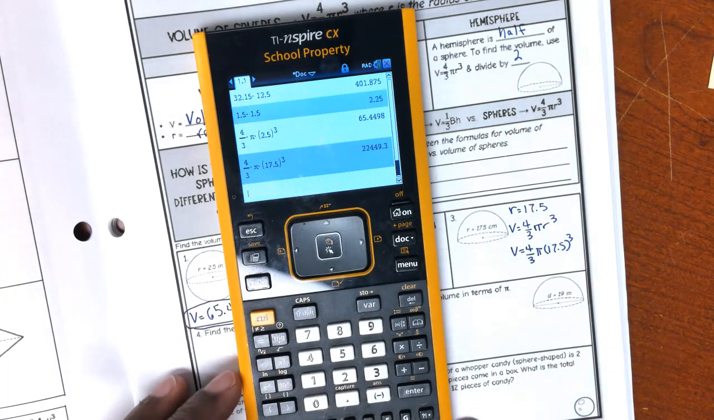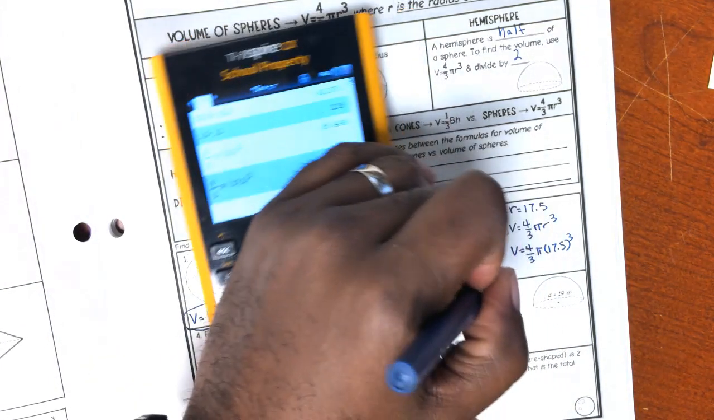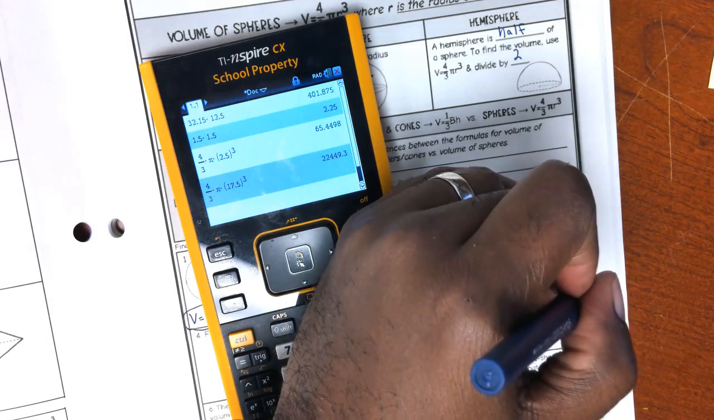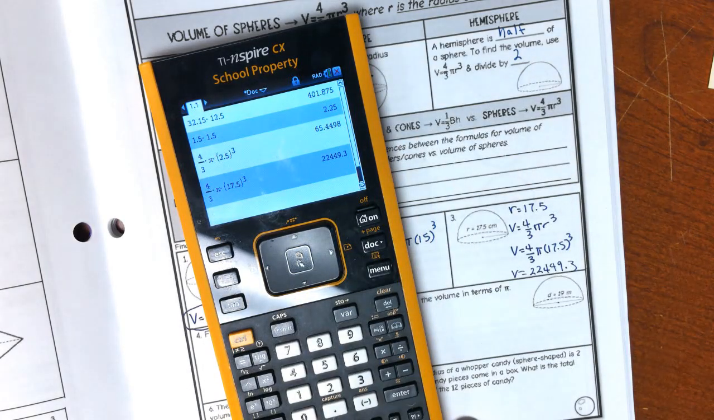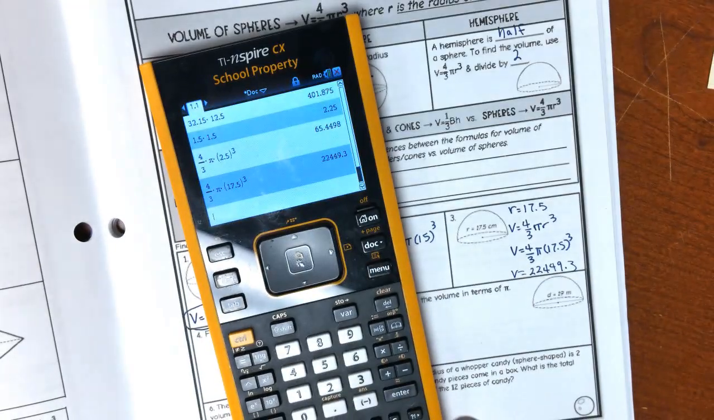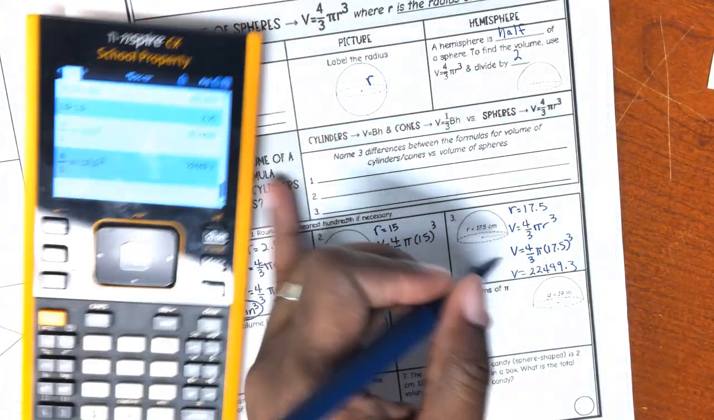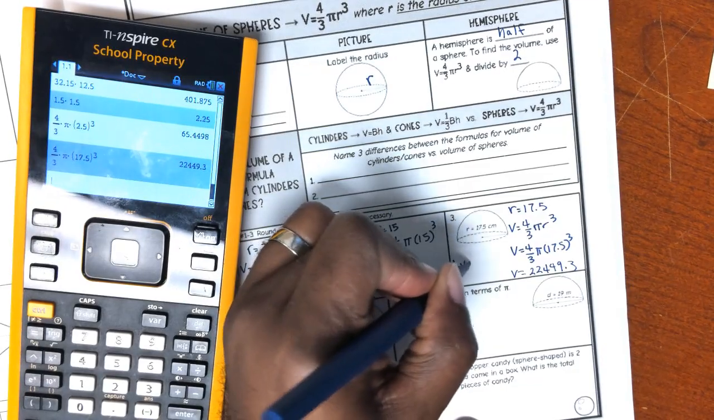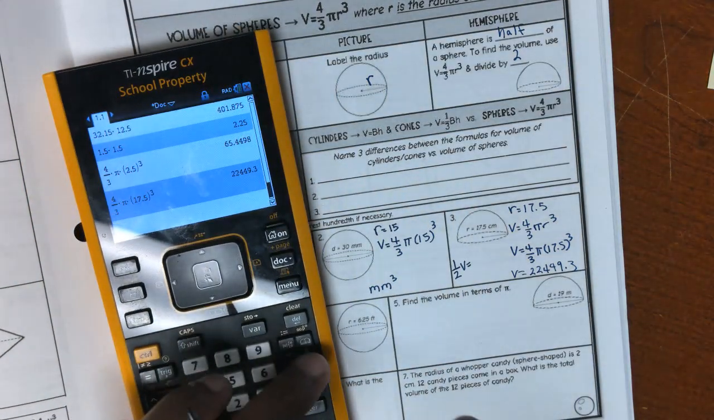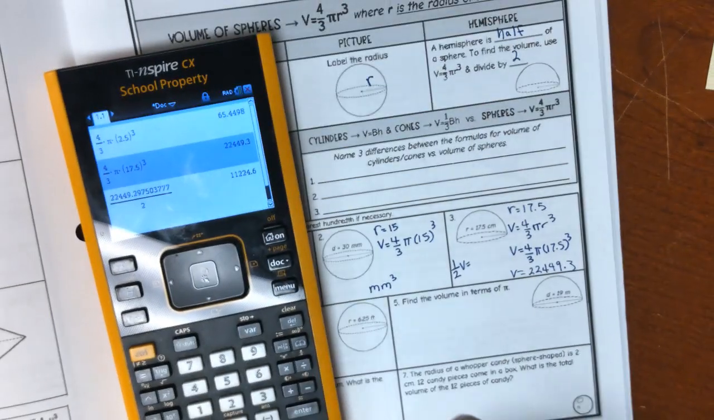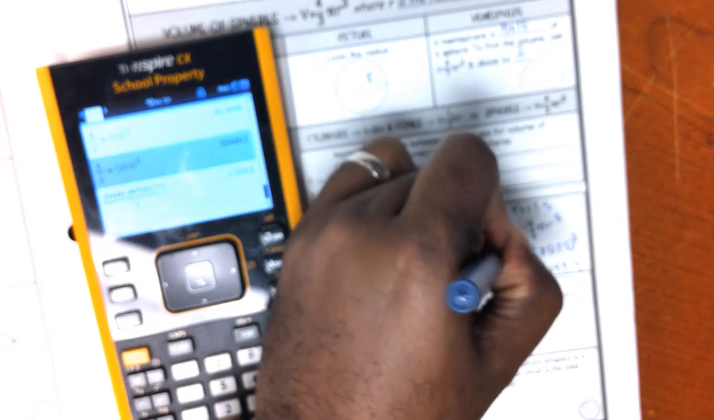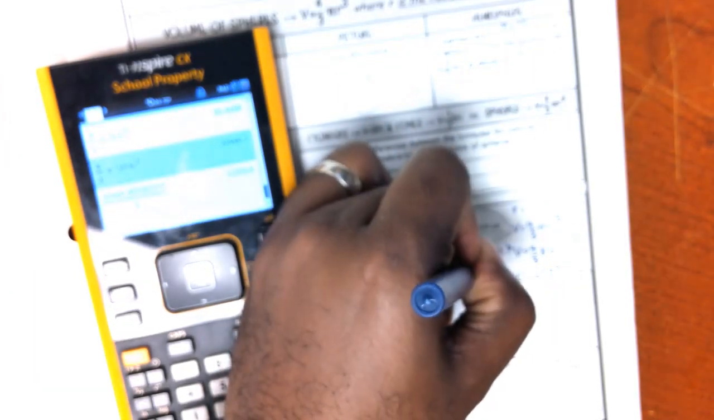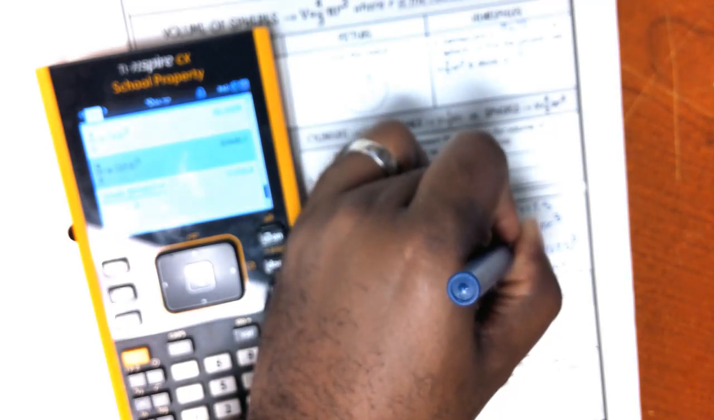And my number is 22,000, so V equals 22,449.3. That's the volume of the full sphere. So remember, we need to find half V, or half of the sphere. So 1/2 V would be equal to half of that. Let's divide that by 2, and that would give us 11,224.6. And that would be our volume of our hemisphere.